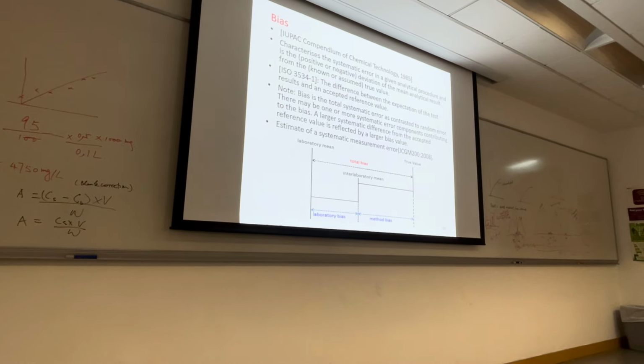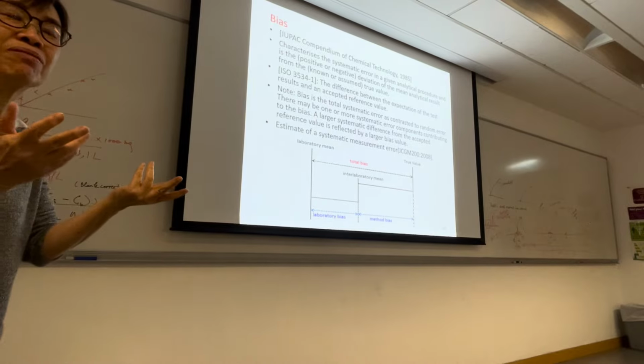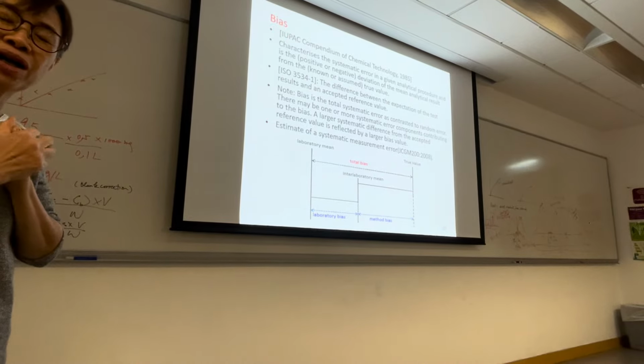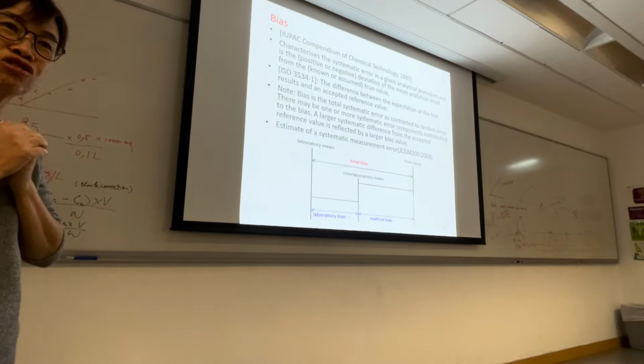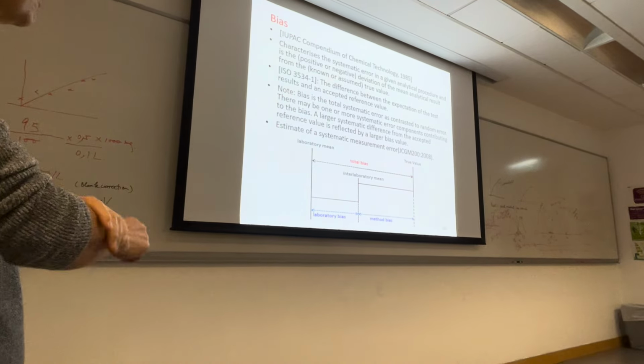Okay? Bias. Bias is basically the difference: trueness plus bias equals the reference value. Accuracy and trueness are how close to the reference value. Bias is the difference, or the systematic error. You can't get the reference value. Why? Because your method is not good enough. That is systematic error. Okay?